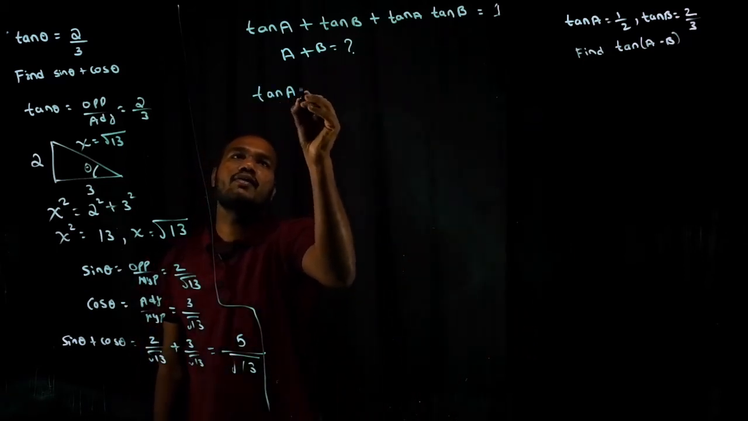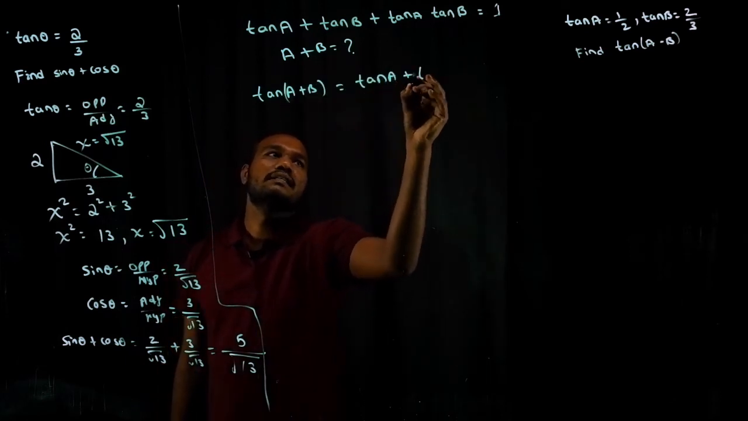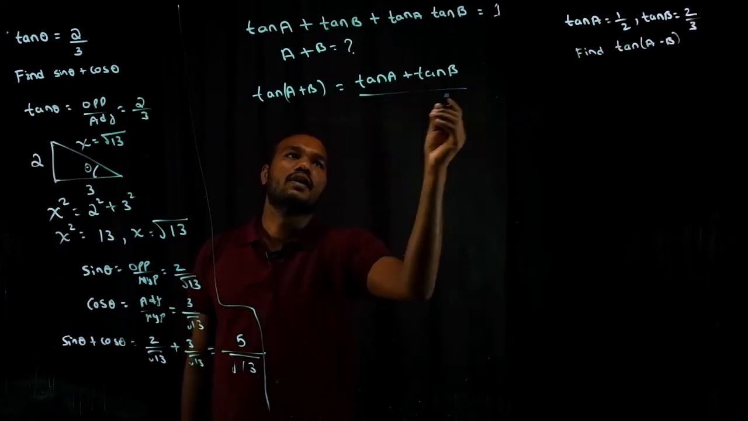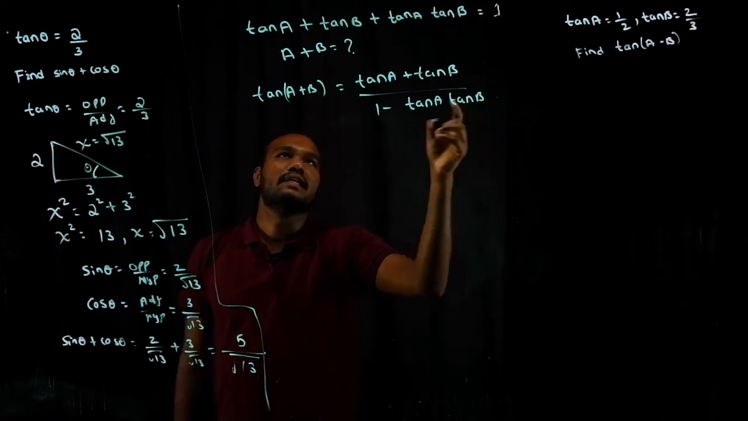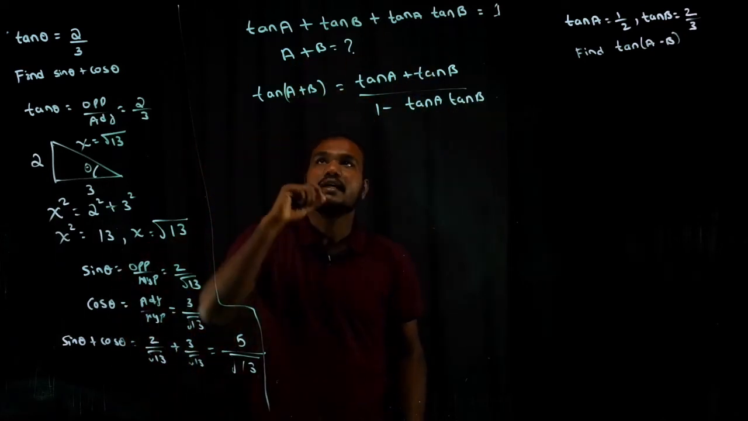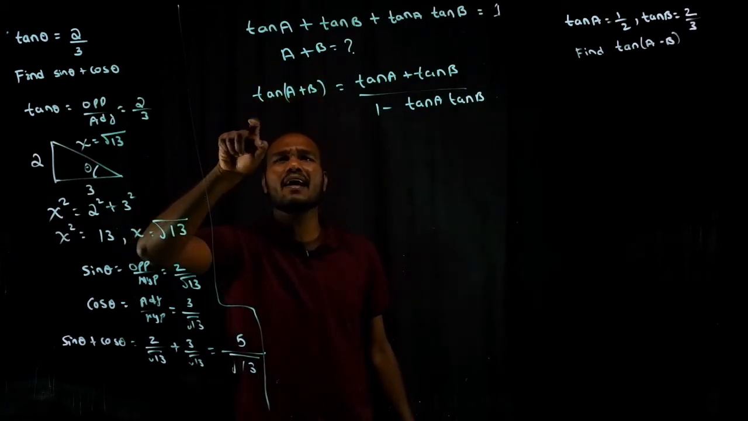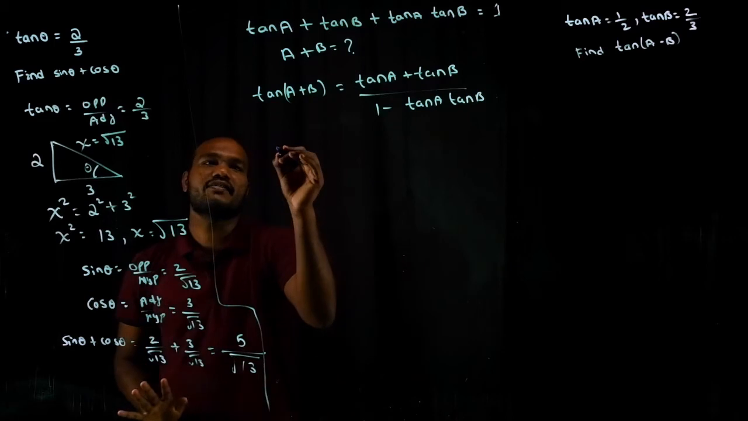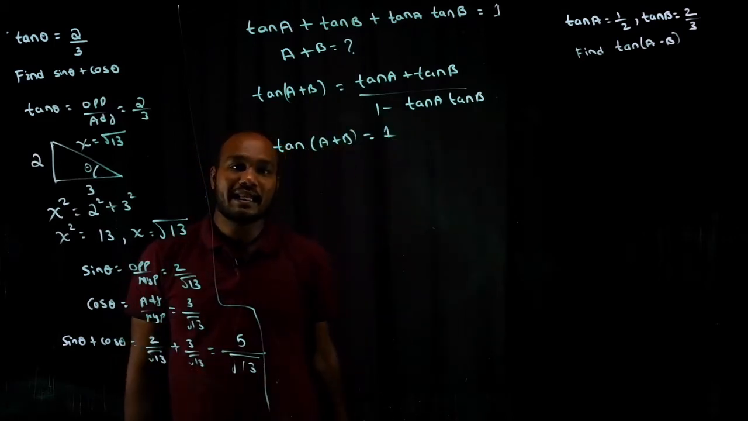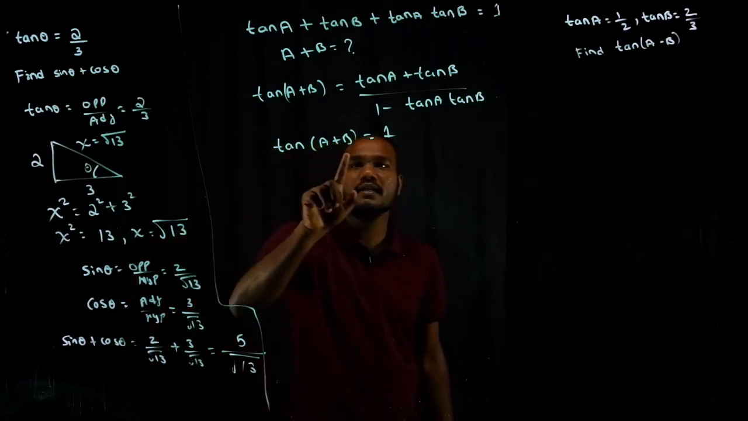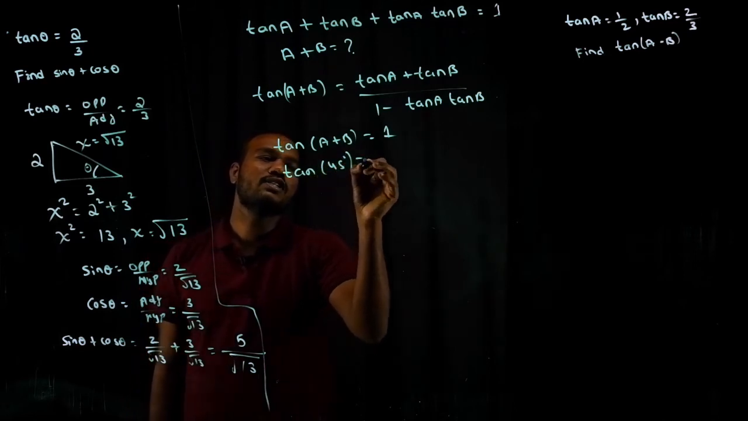I know the formula tan of A plus B is equal to tan A plus tan B over 1 minus tan A tan B. That sounds something like this. But in the entire question, I cannot find the A plus B value. That means the tan of A plus B should be equal to 1, right? If I consider tan of A plus B is equal to 1, then the A plus B value should be what? 45 degrees, because tan 45 degrees is equal to 1.